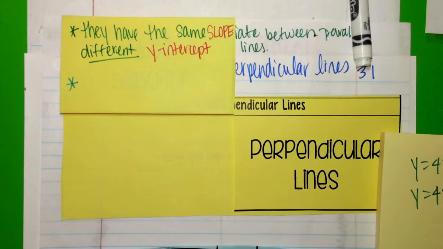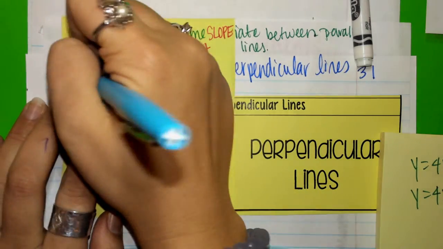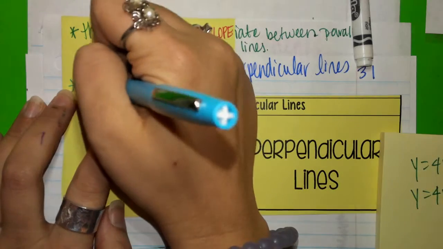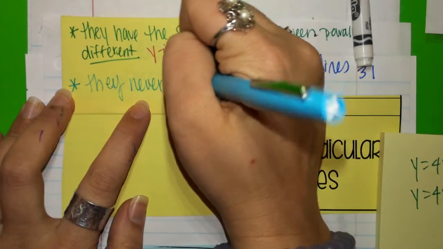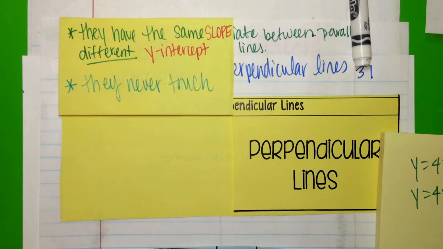Okay. Alright, so our first fun fact is they have the same slope and different y-intercepts. Can anybody tell me another fun fact about parallel lines? They never touch. Take a point. Should have said it faster. They go in straight lines. They never touch. And they also go in straight lines. Yes. But we're only working with straight lines right now.